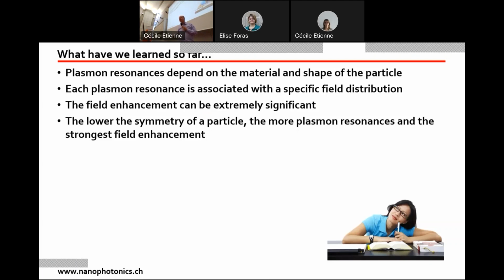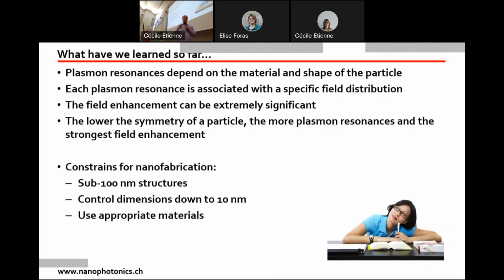There is also a side note on that, which is that if we now want to fabricate, if we want to not just use colloidal particles, but really fabricate nanostructures that will have plasmonic effects, we have some constraints. One of them is that the nanostructure should be small, typically 100 nanometers or smaller. We need to control the dimensions very well. We've seen that for the triangle, if we change a little bit the geometry, it's going to change the resonance. And of course, we have to develop technologies that will work for these materials.